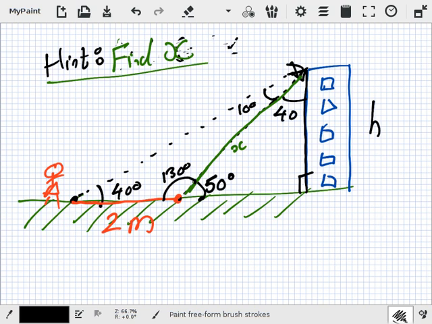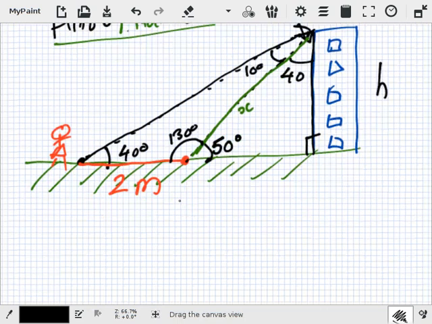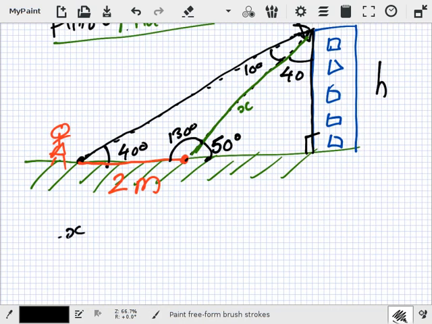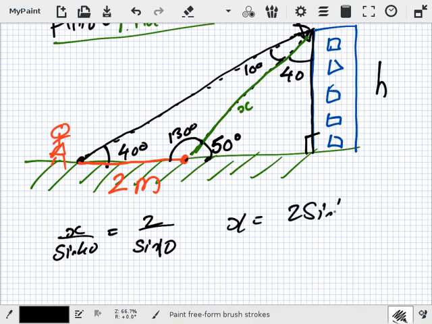Now, should I use the sine or the cos rule to get the x? And the hint is, I should imagine this triangle here. Sine rule will work. I could say x over sine 40 equals 2 over sine 10. Yeah? So x is 2 sine 40 over sine 10. Okay, fine. Does someone have that, please? What's that? 7.4. Okay, we'll do 403.